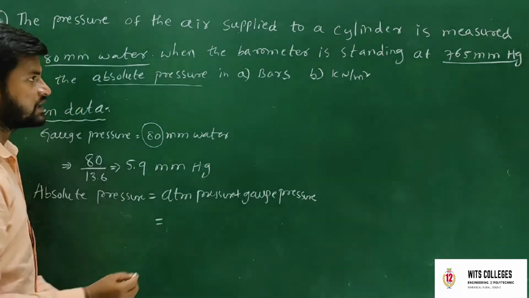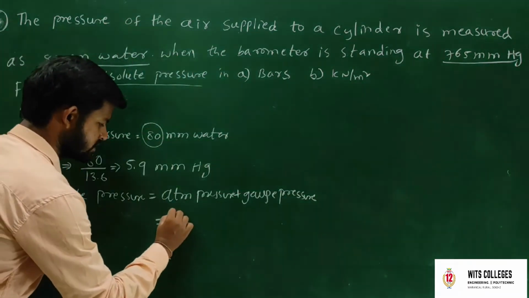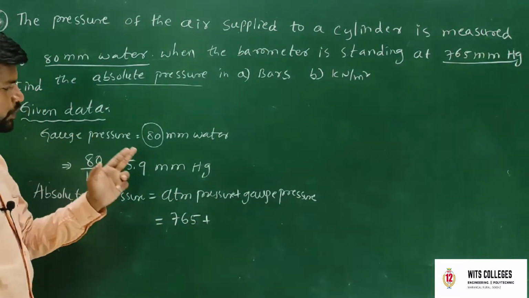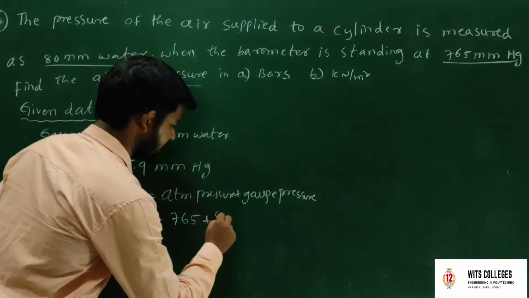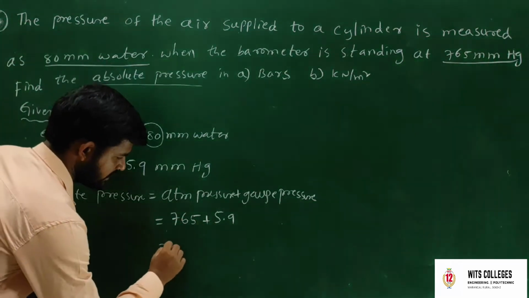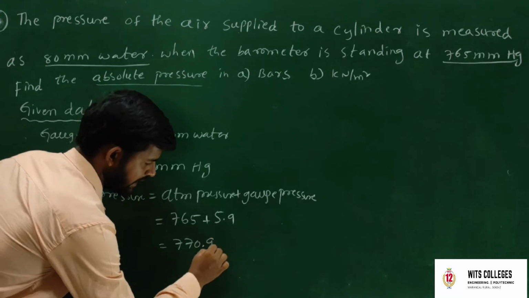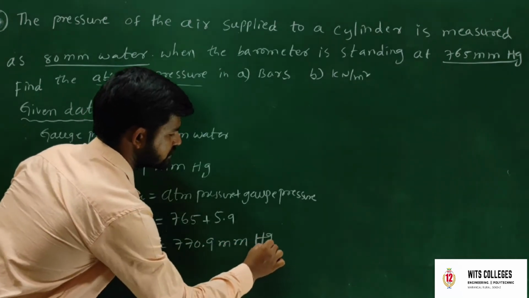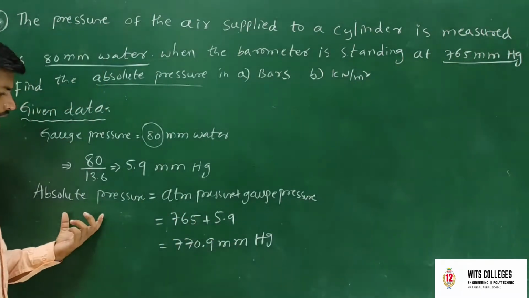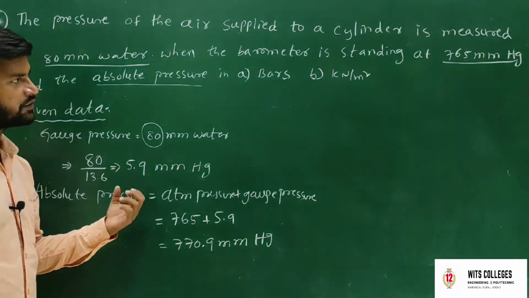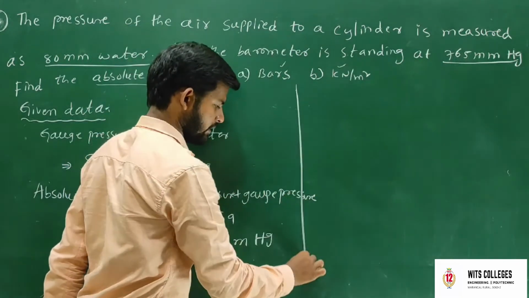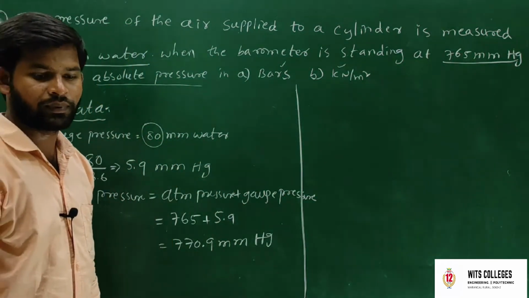How much is the atmospheric pressure? It is given as 765 mm of Hg, plus the gauge pressure converted into mm of Hg, that is 5.9 mm of Hg. The sum of both values is 770.9 mm of Hg. That is the absolute pressure. It will be converted into bars and kilonewton per meter square.